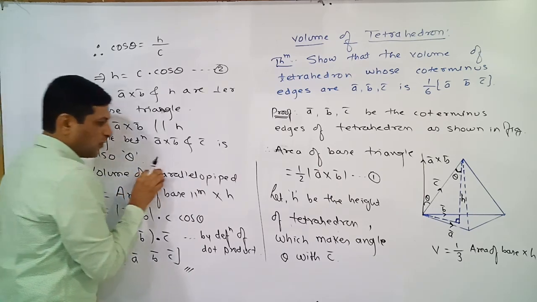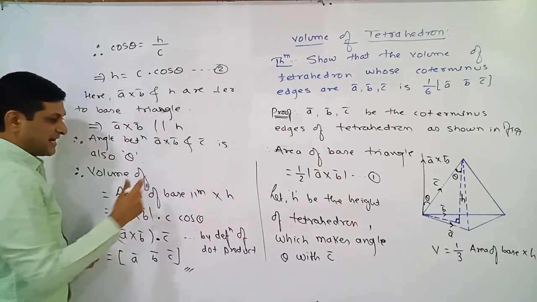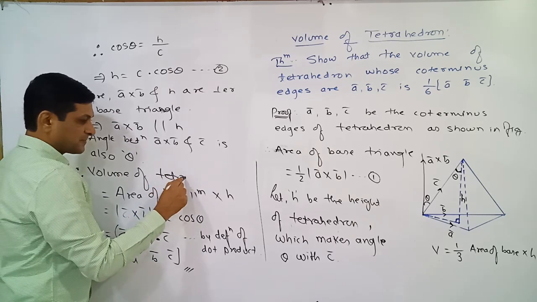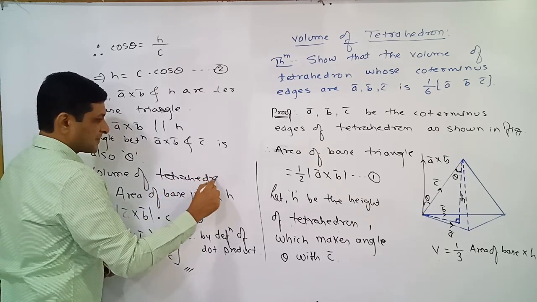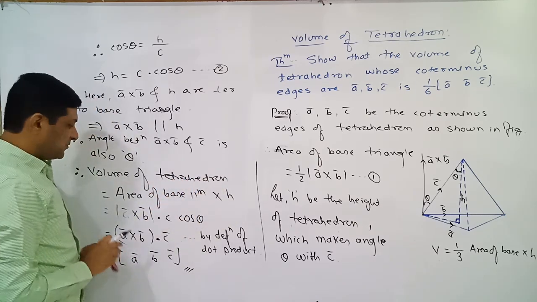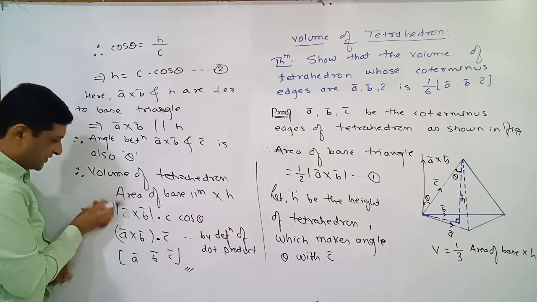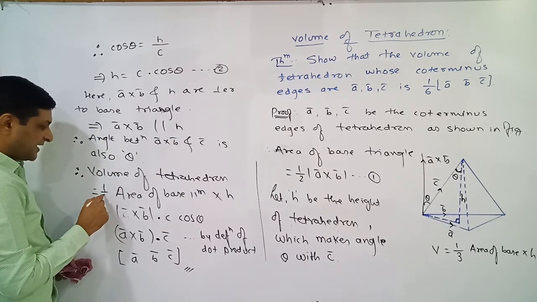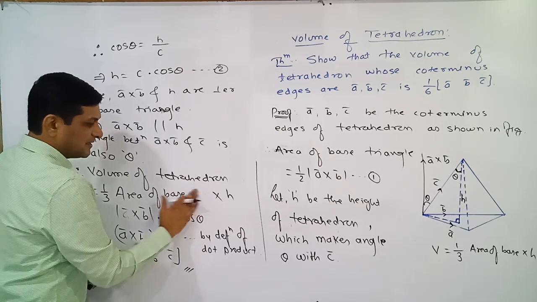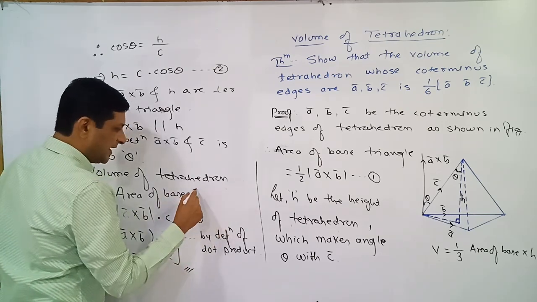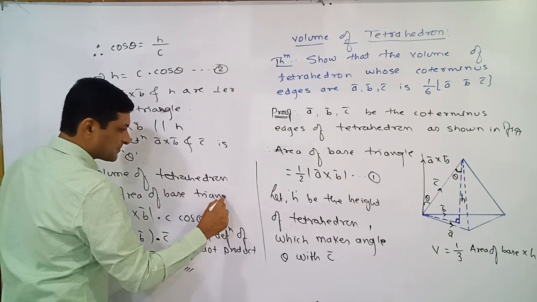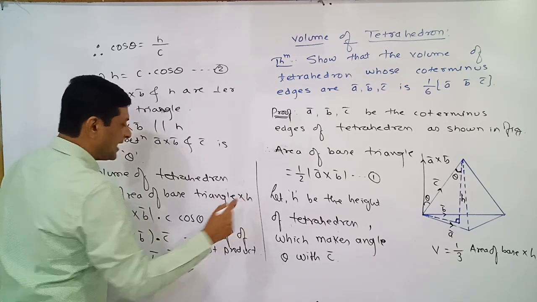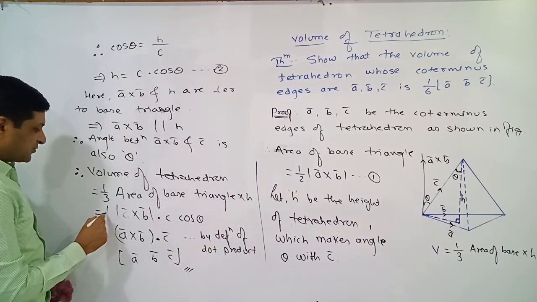Now we are finding the volume of what? Tetrahedron. And what we have seen, its formula is equal to, what is the formula? 1/3 area of base triangle into height. So which is equal to, keep this 1/3 as it is.